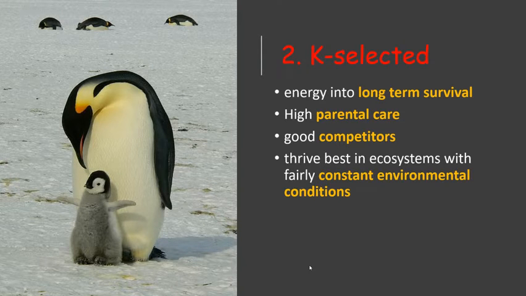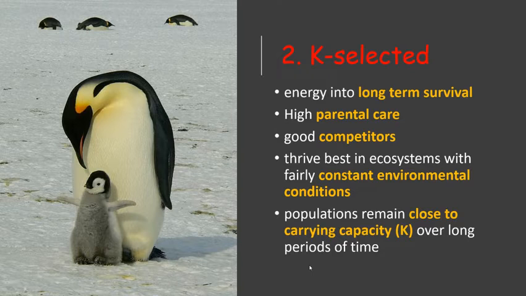And they tend to thrive best in ecosystems that have constant environmental conditions. So these animals tend to not adapt well, and if environmental conditions are changing, then K-selected species tend to die off. K-selected populations also remain close to carrying capacity. That's a term you'll have to hang on to until we get to more topics in Unit 3.